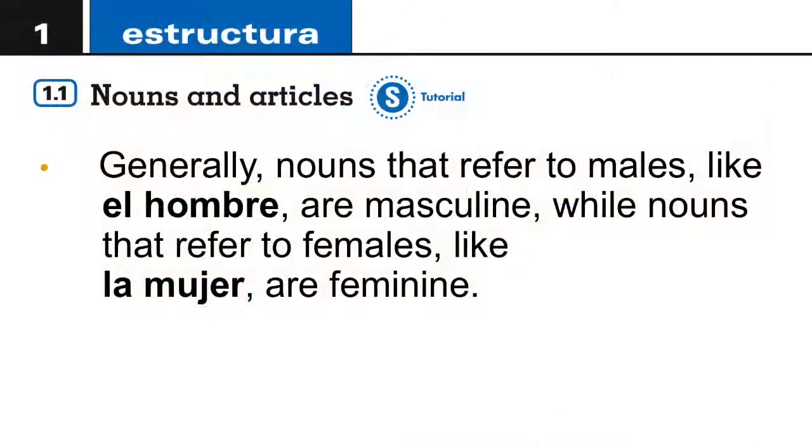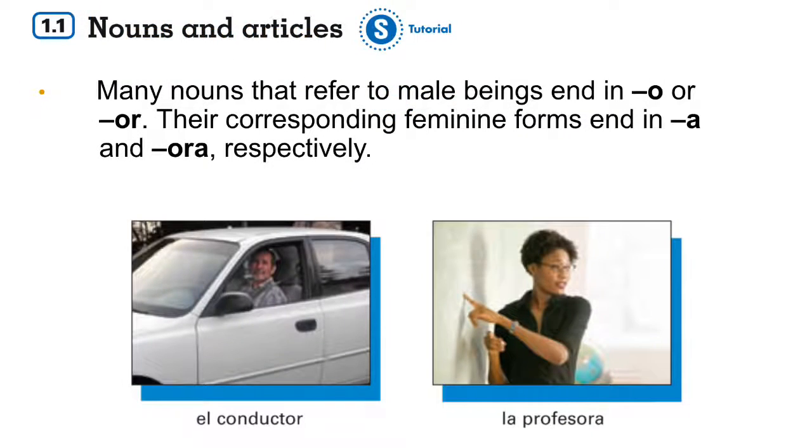So generally nouns that refer to males, like el hombre, are masculine, while nouns that refer to females, like la mujer, are feminine. However, we have many nouns that refer to male beings that end in O or OR, and their corresponding feminine forms end in A or ORA.